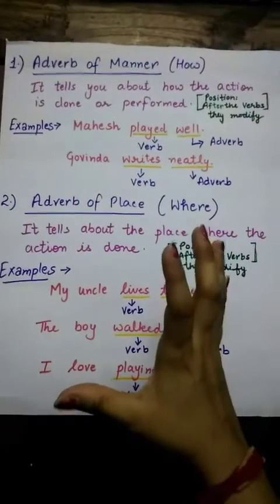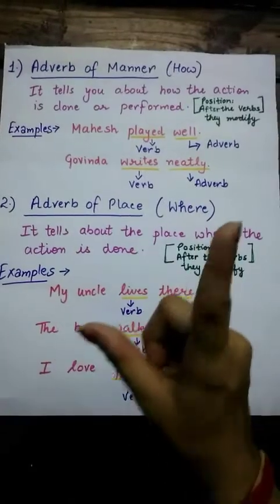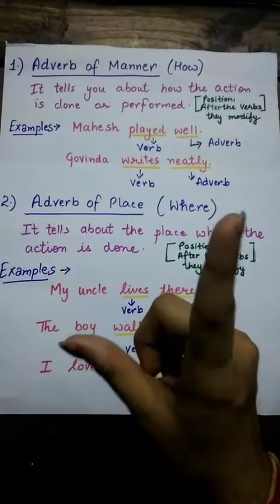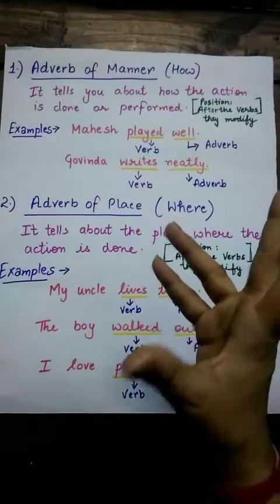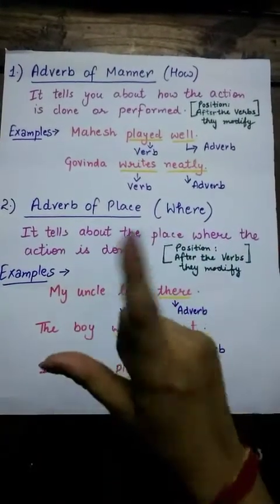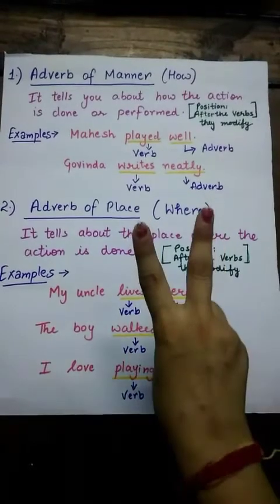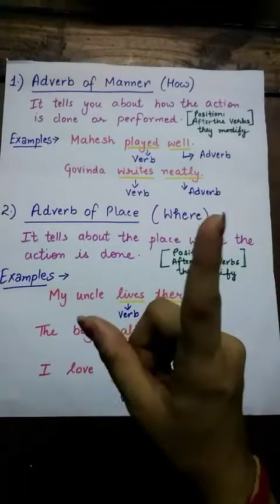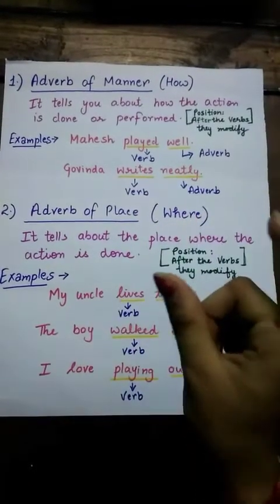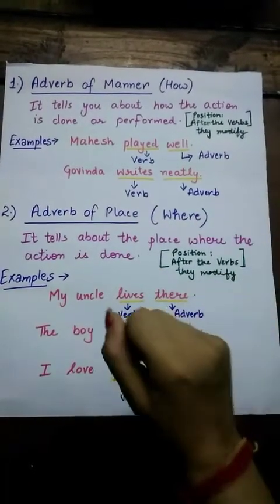Now let's talk about the kinds of adverb. So our first kind of adverb is adverb of manner. It tells you about how the action is done or performed. Now students, you have to keep 2 things in mind related to this type of adverb. First, the adverb should be placed after the verb in your sentence.